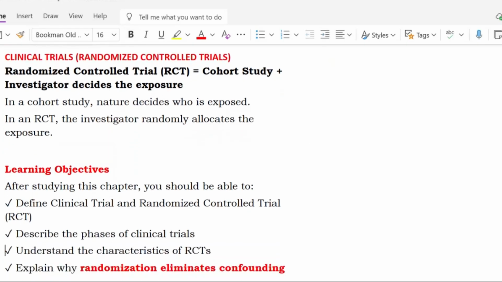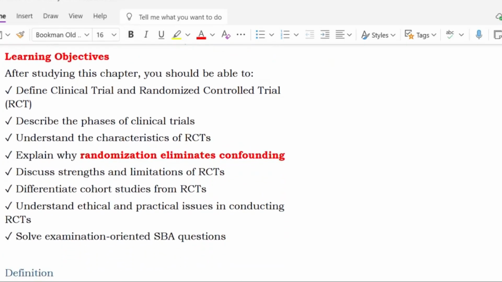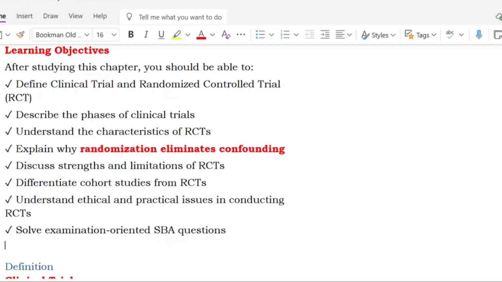So what exactly are we going to discuss today? We'll define the clinical trial and randomized control trial, and describe the phases of the clinical trial. This is also an SBA. Then we'll understand the characteristics of RCT, and most important, why randomization eliminates the confounding. This is very important. The effect of confounder can be eliminated because of the randomization. Then we'll discuss the strengths and limitations of RCT. We'll differentiate cohort studies from RCT and understand ethical and practical issues in conducting RCT. And we'll also solve a few SBAs today.